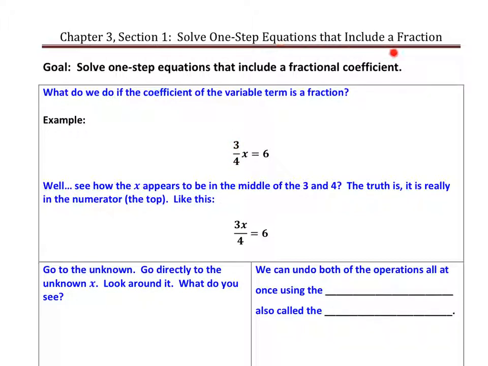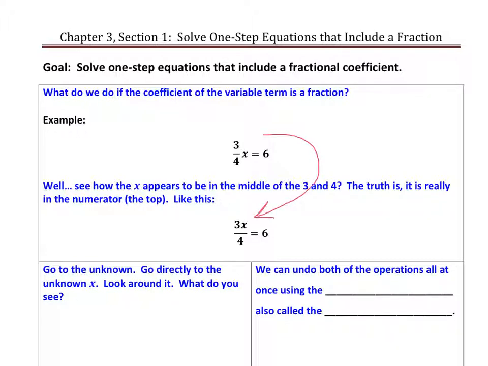It is part of solving one-step equations in the textbook, but really it's a two-step solution, which you'll see what I mean in a moment. Okay, so let's take a look at this example. See how the x, this variable here, is kind of vertically right in the middle. It's right next to that fraction bar. Well, really, in truth, that variable is on the top.